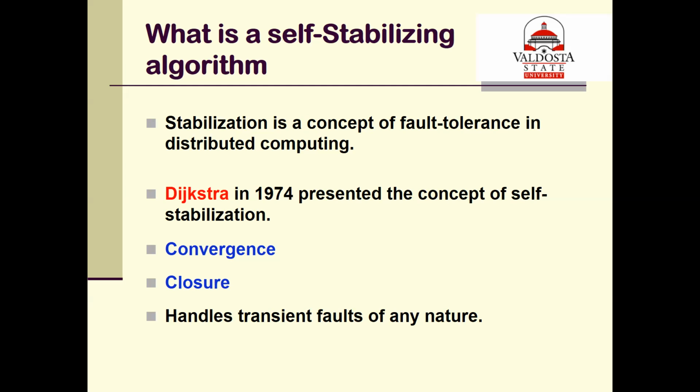So the convergence property states that in a finite number of moves, even if there is a fault in the system, the system is going to come back to a legitimate configuration, and that is called stabilization. And once it reaches stabilization, it stays in that configuration unless any other fault hits the system, which is known as the closure property of the system.